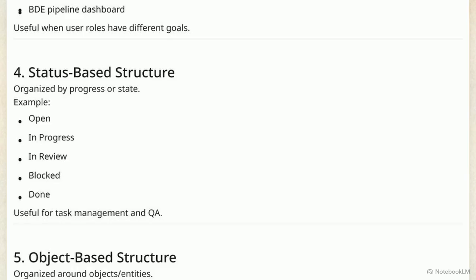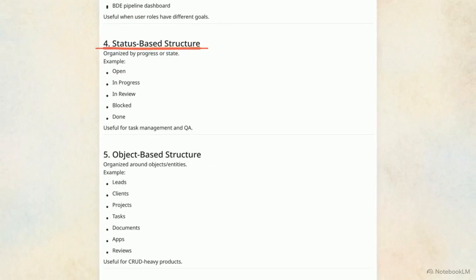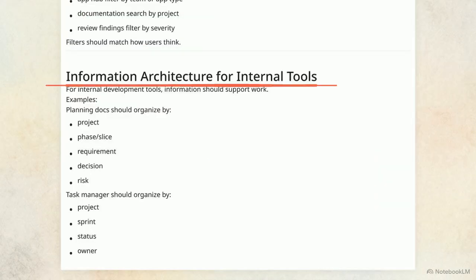This document section breaks down 3 alternative frameworks. A role-based structure serves different spaces depending on user type. A status-based structure groups items by progress stage. And an object-based structure organizes everything around main entities, like clients or active leads. Looking at this guideline for internal development tools, we see these macro structures in practice.